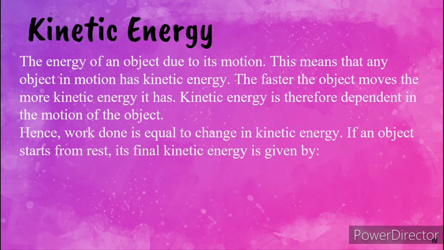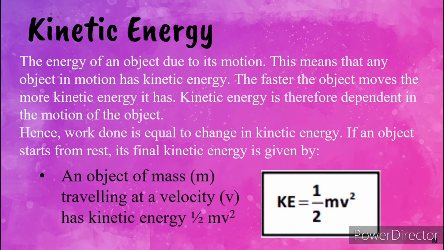If an object starts from rest, of course, its final kinetic energy is given by this formula. Ayan, an object of mass M traveling at a velocity has kinetic energy of 1/2 times mass times velocity squared. So, yan ang formula natin for kinetic energy. And that's all for that topic.